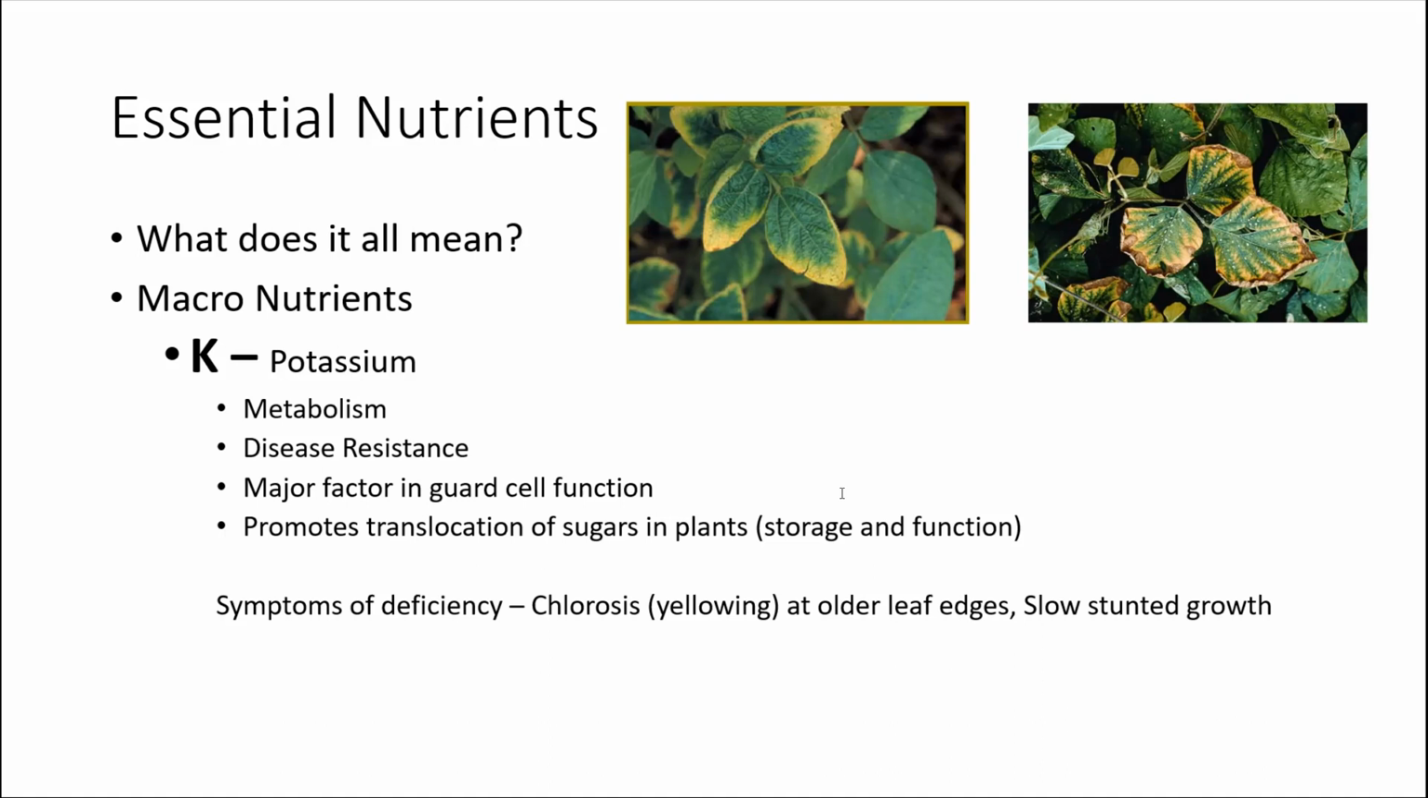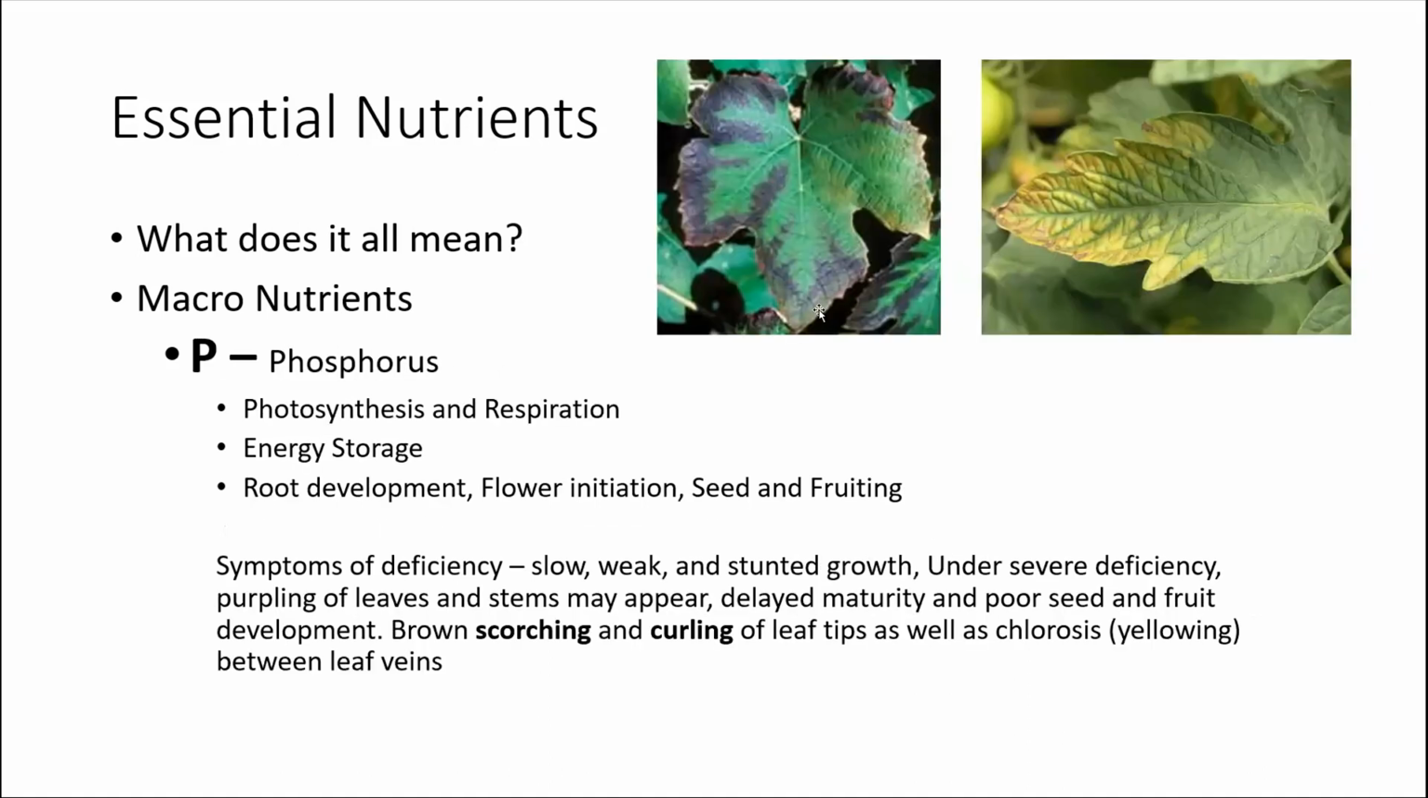And when there's a higher concentration of potassium in relation to the water, then water tends to, through osmosis, travel into that cell. Okay, so that's a big part of it. Now, symptoms of deficiency, again, you can get chlorosis, yellowing of leaves, at older leaf edges. So the older leaves on the edges around the margin are yellow with potassium deficiencies.